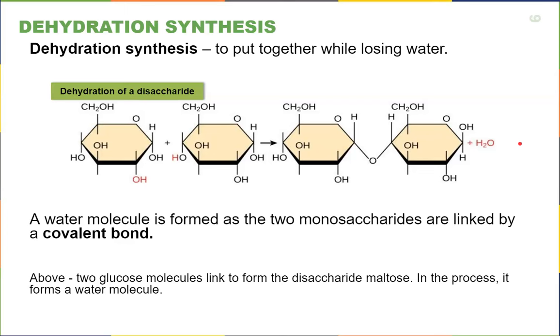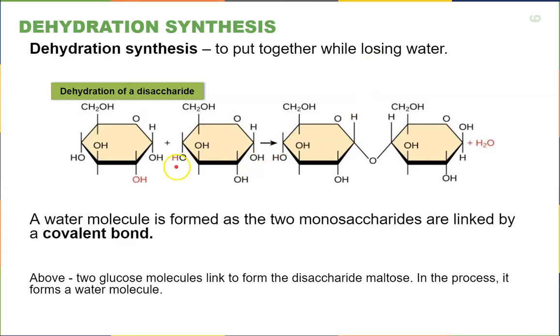All right, so we can combine monomers into polymers by going through a chemical reaction. So making a polymer, we're adding monomers together to make a polymer. It's called dehydration synthesis. Big term, right? Dehydration synthesis: two monomers added together make this small polymer, and it's called putting together while losing water.